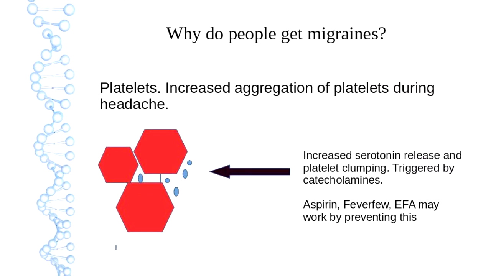Another theory is of increased platelet aggregation. So platelets are in the blood, and they're what causes blood clotting when you have a cut. Well, there's a theory that there's too much aggregation, and this can also be related to serotonin, mostly known as a neurotransmitter connected to depression. Well, it works throughout the whole body and is associated with platelet aggregation. And there are therefore also some agents that might help prevent this: aspirin, the herb feverfew, and essential fatty acids have been theorized to work on headaches this way.